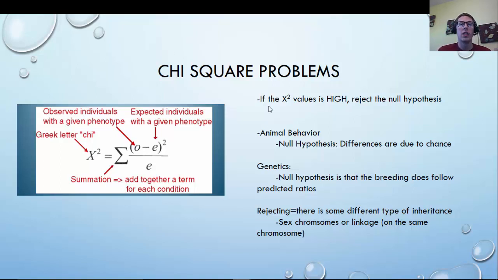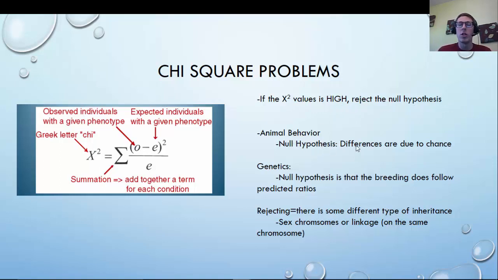In a genetics problem, you're going to set the expected to whatever ratio you would get from the Punnett square. They could use sex linkage, where you have to set up the X and Y and the X and the X. They could use a regular cross or a dihybrid cross, where it's 9 to 3 to 3 to 1. Just remember, if the chi-square is high, reject the null hypothesis, or H0.